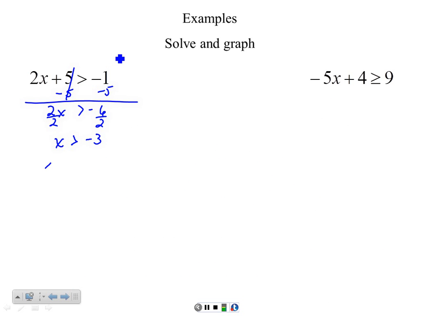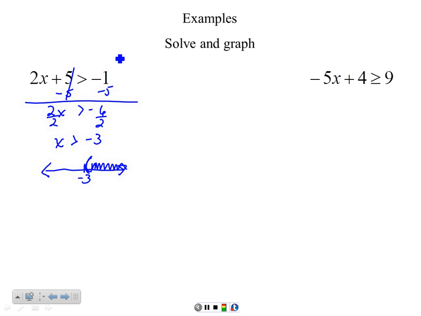And then to graph it, again, negative 3 is our starting point. X cannot be equal to negative 3. I know that because I don't see a line underneath the inequality. And it is going to be greater than, so we're going to have a parenthesis since it cannot be equal to, a parenthesis at negative 3, and greater than means we're going to color to the right.